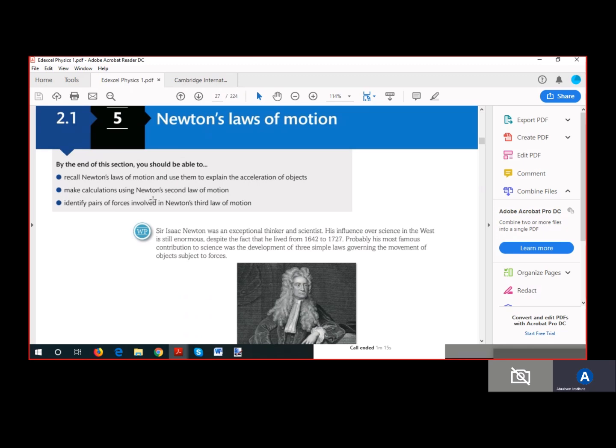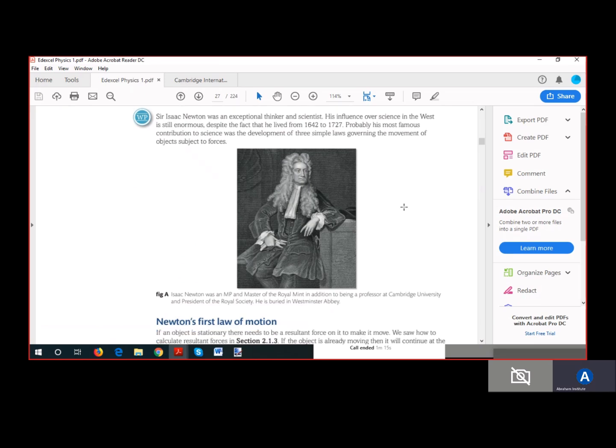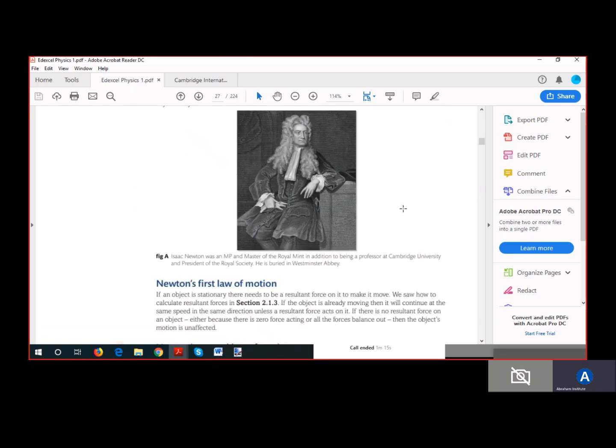Make calculations using Newton's second law of motion. Identify pairs of forces involved in Newton's third law of motion. And you can see a picture of him, Isaac Newton.